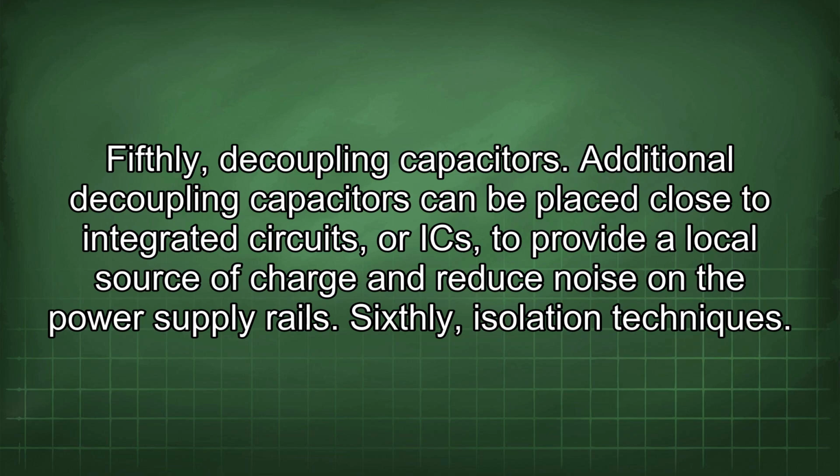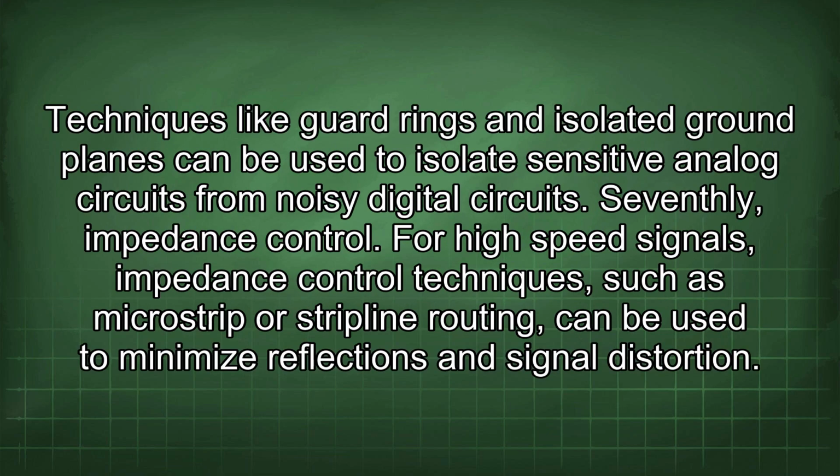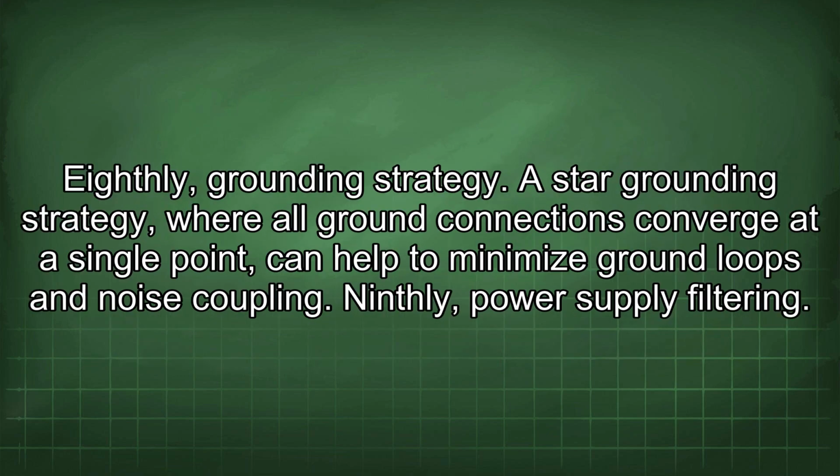Sixthly, isolation techniques. Techniques like guard rings and isolated ground planes can be used to isolate sensitive analog circuits from noisy digital circuits. Seventhly, impedance control. For high-speed signals, impedance control techniques such as microstrip or stripline routing can be used to minimize reflections and signal distortion. Eighthly, grounding strategy. A star grounding strategy, where all ground connections converge at a single point, can help to minimize ground loops and noise coupling.